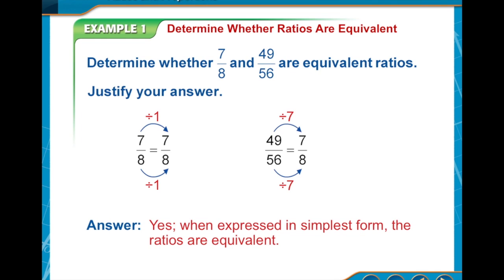When expressed in simplest form, the ratios are indeed equivalent. And we see that with the 7/8 on the left and the 7/8 on the right. These are equivalent ratios. 7/8 and 49 over 56 are exactly the same thing. And you could type those into a calculator and see that you get the exact same decimal for both of those. So they are indeed equivalent ratios.